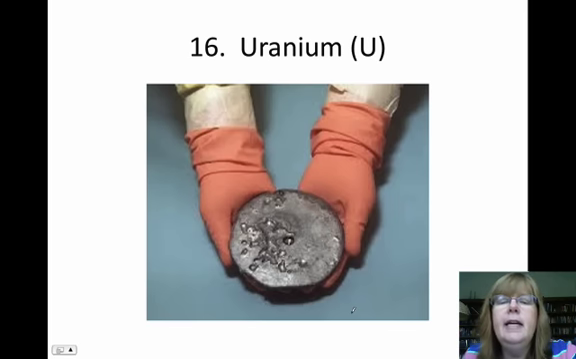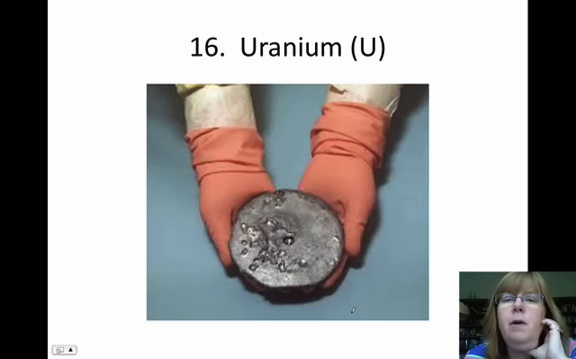And finally, here we have a sample of uranium. The chemical symbol is U on the periodic table, and it is radioactive, and it is where we get a lot of our power from in nuclear power plants.